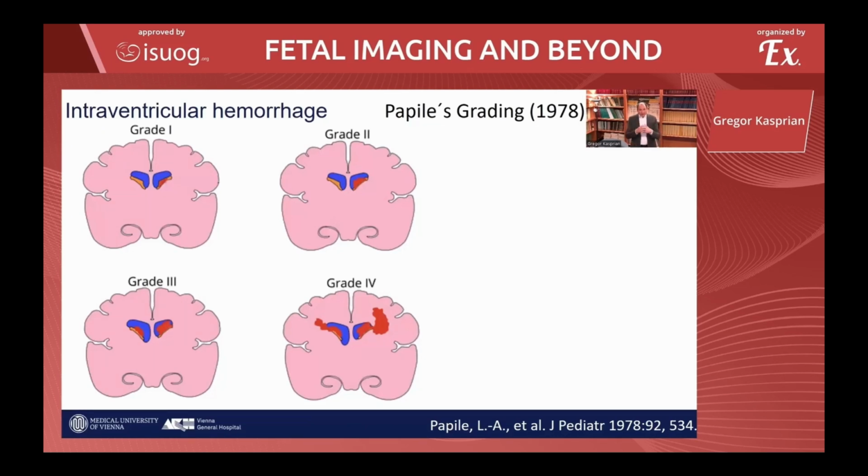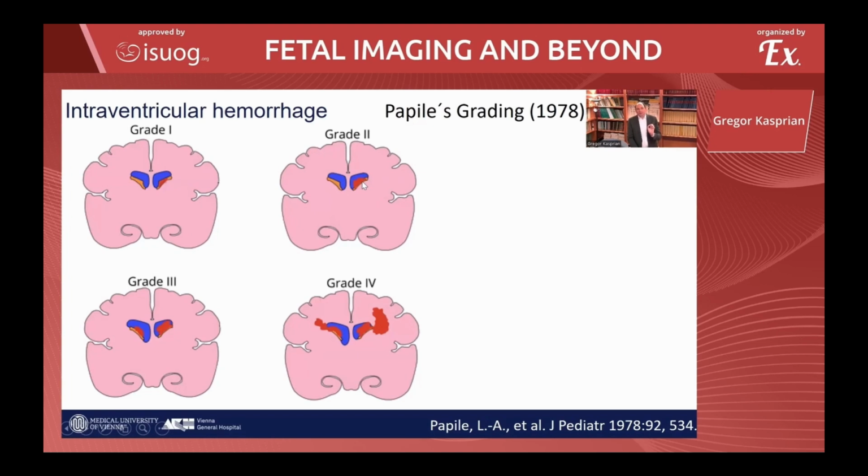But let's come back to the grading of these intraventricular hemorrhages. This is the grading we adopt for fetal diagnostics from the neonatal field. This is the grading done in the year 1978 by Lucille Papile. Lucille Papile looked at 46 cases, neonates, and graded them according to the severity of their intraventricular hemorrhage. And what she said is, grade 1 is a hemorrhage which is confined to the ganglionic eminence.